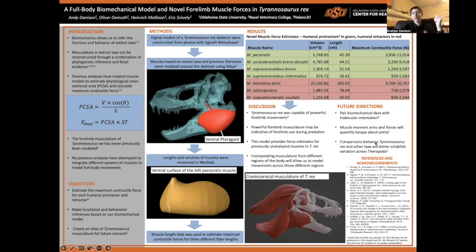We can also calculate muscle moment arms and forces to quantify the torque that muscles can exert around the joint. That will further ground some of these more theoretical muscle forces. And finally, hopefully we can actually establish comparisons between T-Rex and other similar taxa, other big theropods like Torvosaurus and Allosaurus, to get a better understanding of how these traits vary across Theropoda as a whole.